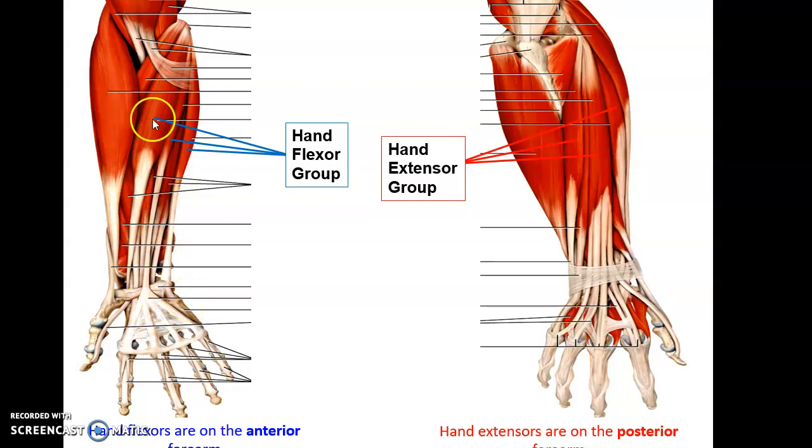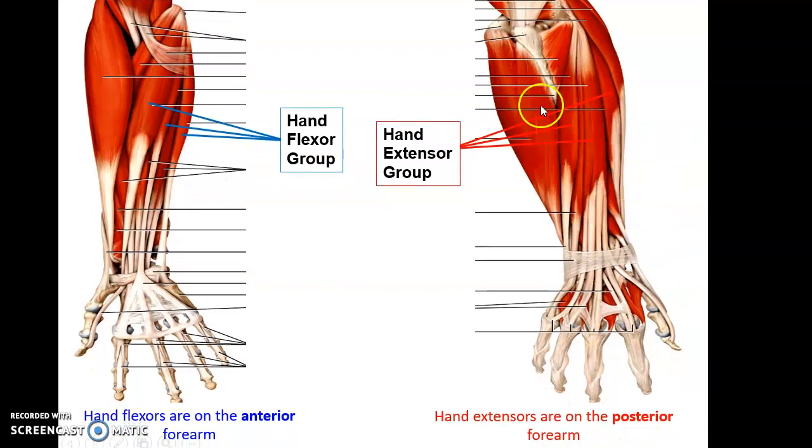In the anterior side of the forearm, we have a group of muscles we're calling the hand flexor group, and they flex the hand at the wrist. On the posterior side of the forearm, we have a group of muscles we're calling the hand extensor group, and they can extend the hand at the wrist.